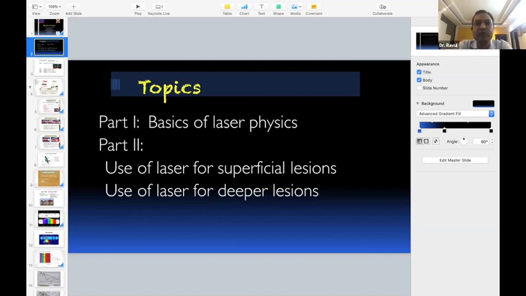We must know the laser physics, because sometimes I hear these questions being asked on our forum. What should we use, an endovenous laser? Should we do 980? Why should we use 1470? Should we use 1940? A lot of these questions are being asked. But we must understand the basics. Then you will be able to answer all these questions in one go. So please don't get bored with the physics. It's very important. I have tried to make it very simple.